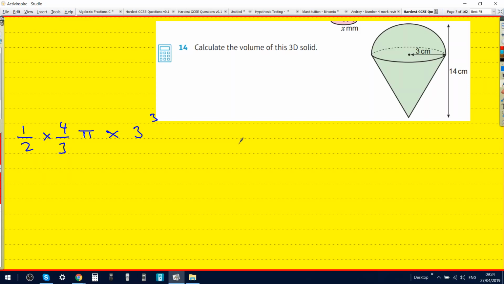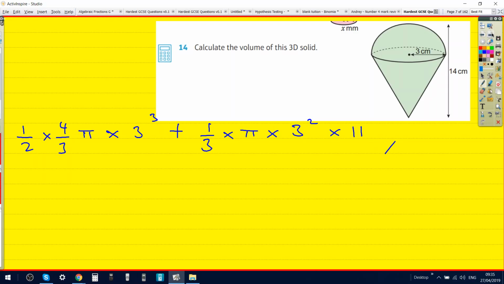So is the height of the cone going to be 11? Yes. So a third pi. Yes, a third times pi times 3 squared times 14. You said 14 for the height. Oh, sorry, times 11. Yes. And what would you do with these two? Add them up. Yeah, that'll be fine for the rest of that. Is that one alright? Yeah.